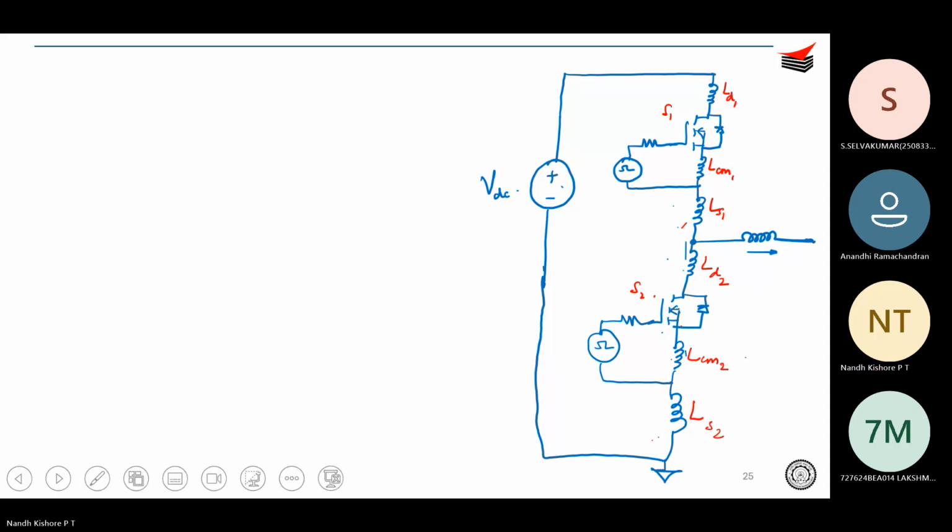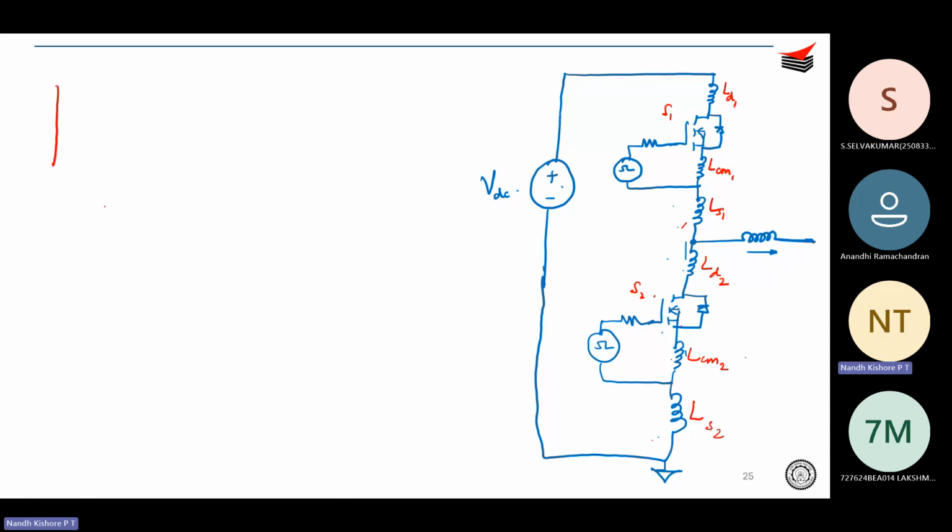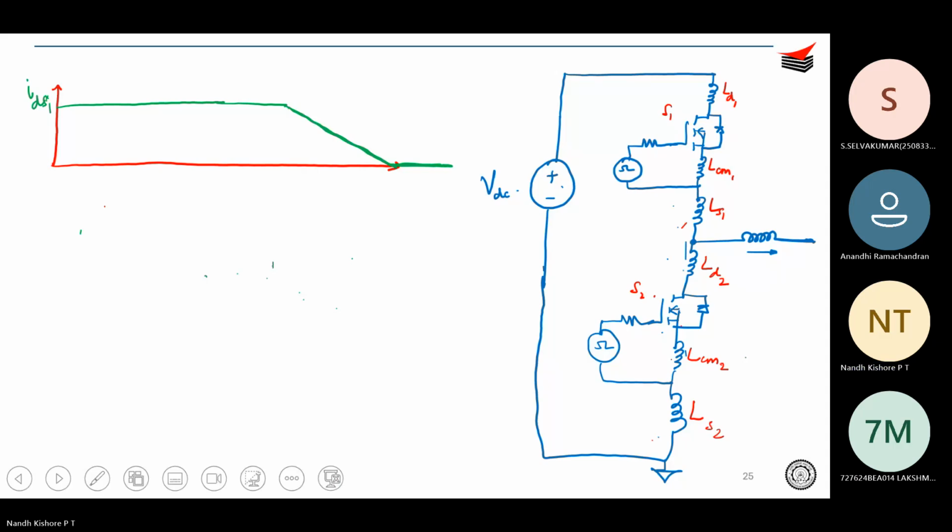So we will draw the equations, draw the waveforms, right? So I will just draw the voltage and current. Okay. I will not draw everything. So your IDS1, right? Your IDS1 was like this and it falls during this period and it goes to 0. Okay. This is our IDS1.